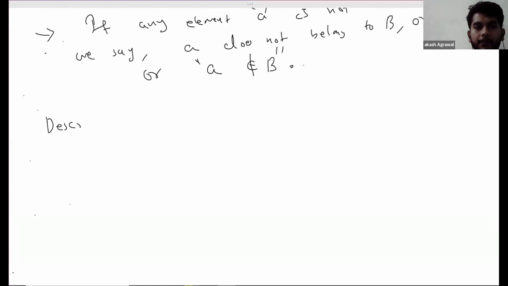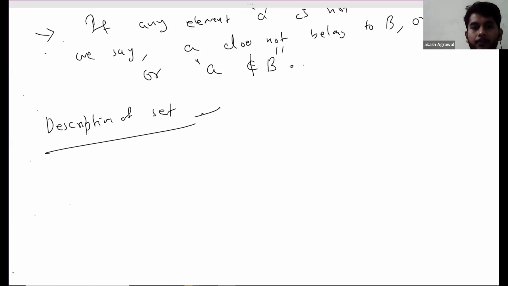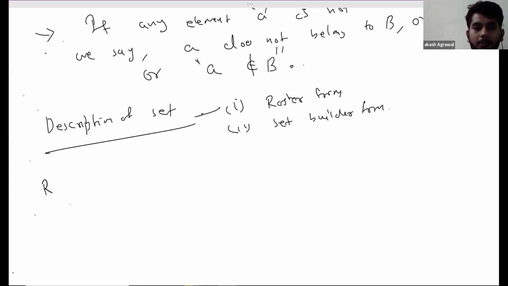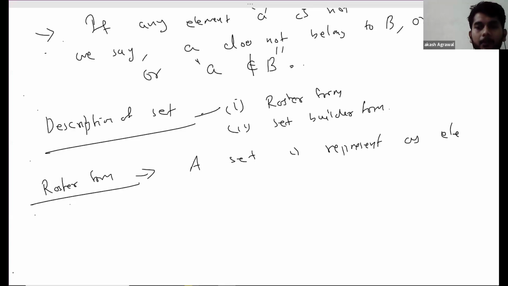So description of set. Two formats: roster form and set builder form. First is roster form. A set is represented as elements separated by commas in curly brackets.